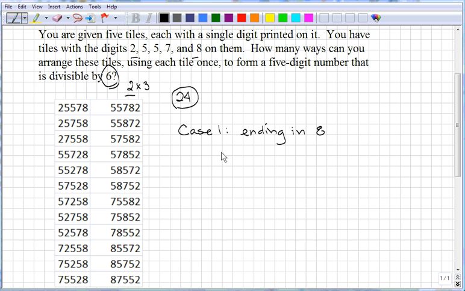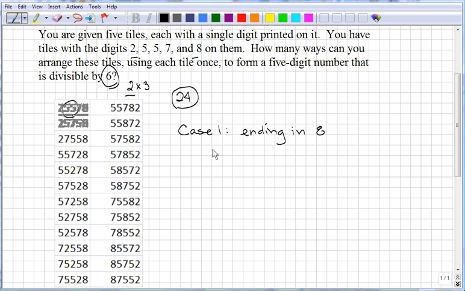Okay, and then if we place the 8, then we've got 4 digits left, and let's pretend that all the numbers are different. Okay, so, well, they're not different, obviously, because we have two 5s. But we'll worry about that later.